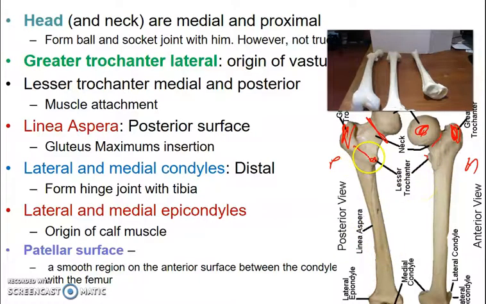Now, there's an intertrochanteric line between them, and you have a lot of muscles that attach here, here, or here. Sort of like the intertubercular sulcus and the greater and lesser tubercle of the humerus. It's a very busy junction.